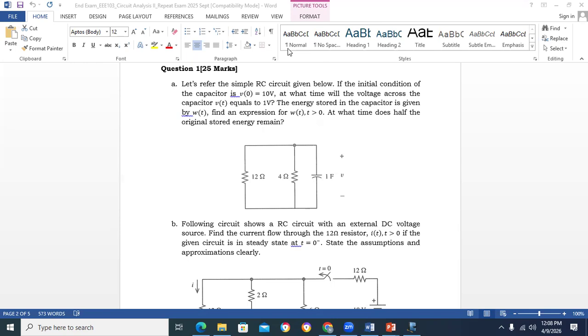If the charging or discharging is questionable, if it is not clear, just assume it. Write that you assume this as charging. Then I will write the equation according to that. Right?